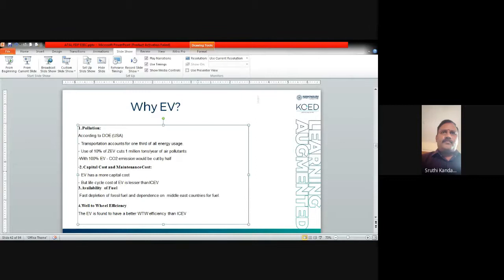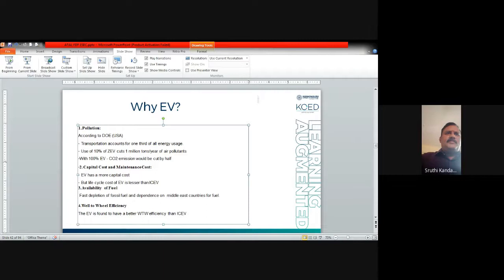Why can we go for electric vehicles? One is pollution, then capital cost and maintenance cost, availability of fuel, and well-to-wheel efficiency. The efficiency is also one of the points. On pollution, according to the USA Department of Energy, they have some statistics around the pollution.